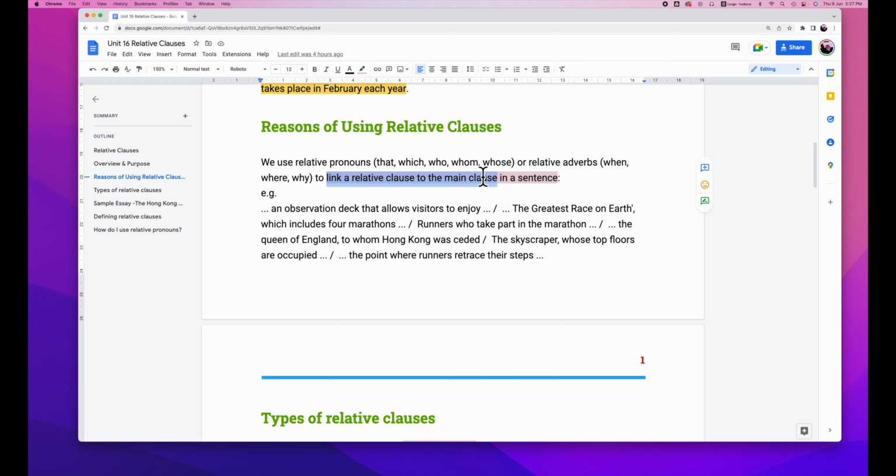Then, what's the reason for using relative clauses? Let's take a look. Reasons for using relative clauses: we use relative pronouns such as that, which, who, whom, and whose, or relative adverbs when, where, why, to link a relative clause to the main clause in a sentence, like this.